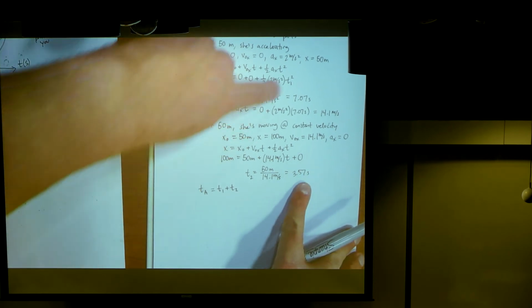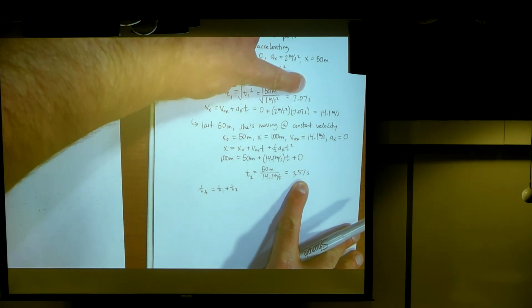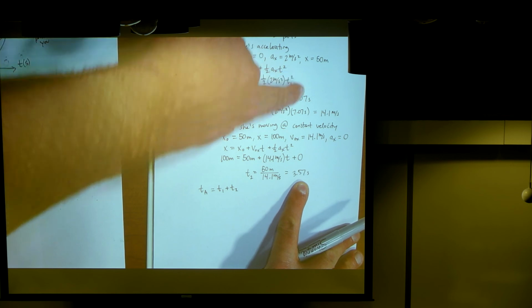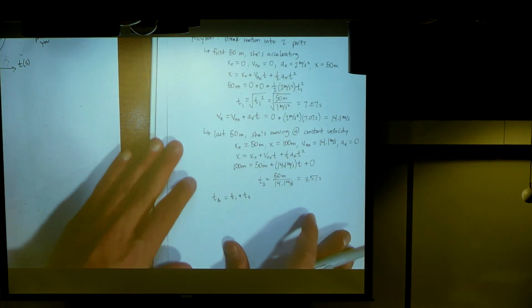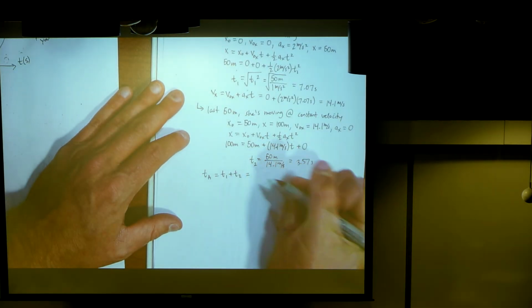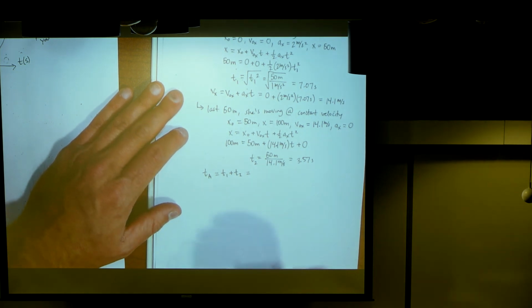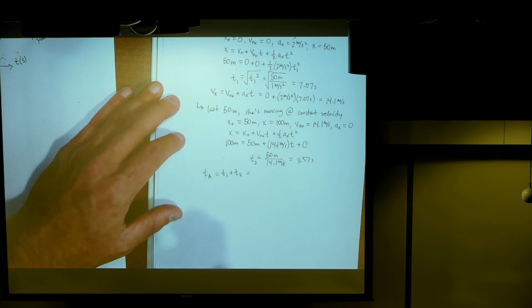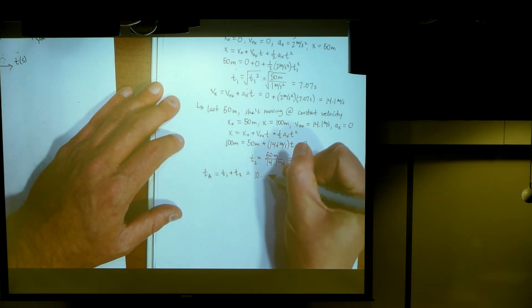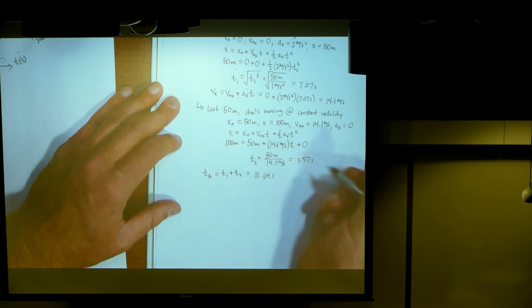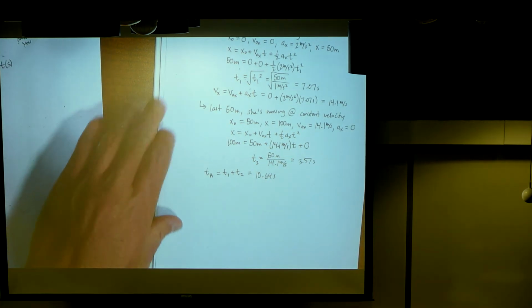So can you add these two together? 7.07 for the first half, 3.57 for the second half. What do we get for the total time? Yeah, it's like 10.6 seconds, something like that. Okay?